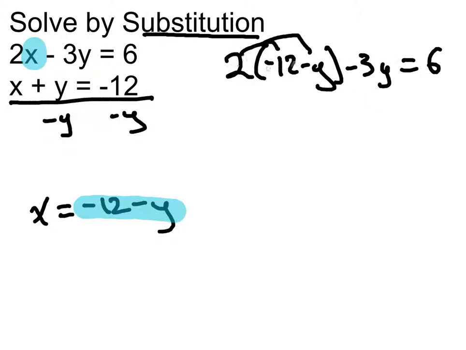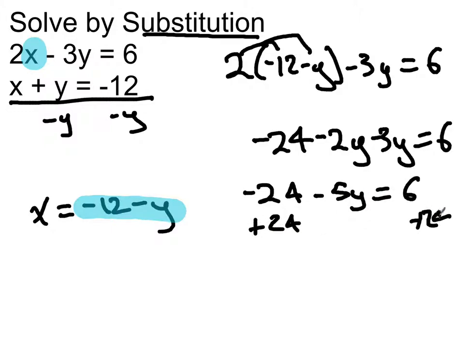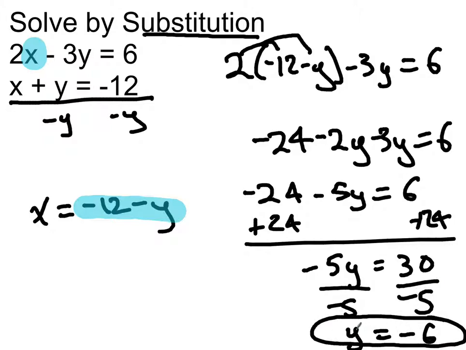Distribute the 2. 2 times -12 is -24. 2 times -y is -2y. And then I just copy down the rest of it. Now I'm going to combine like terms. -24, and -2y minus 3y is equal to -5y. Add 24 to both sides, and I get -5y is equal to 30. Divide by -5. And the solution is y equals -6. That's the y value of the solution.